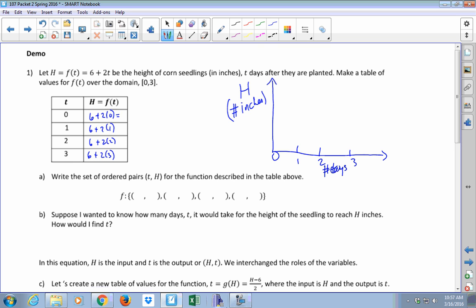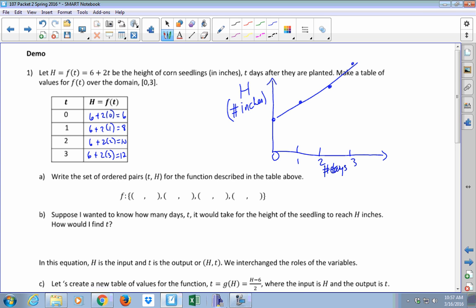And when we do that, we get 6, 8, 10, and 12. So we could plot those 4 points, connect them with a straight line, if we wanted to visually see what was happening.